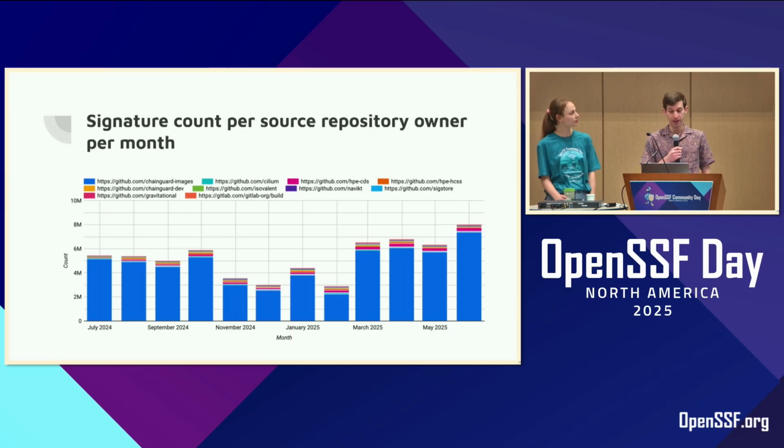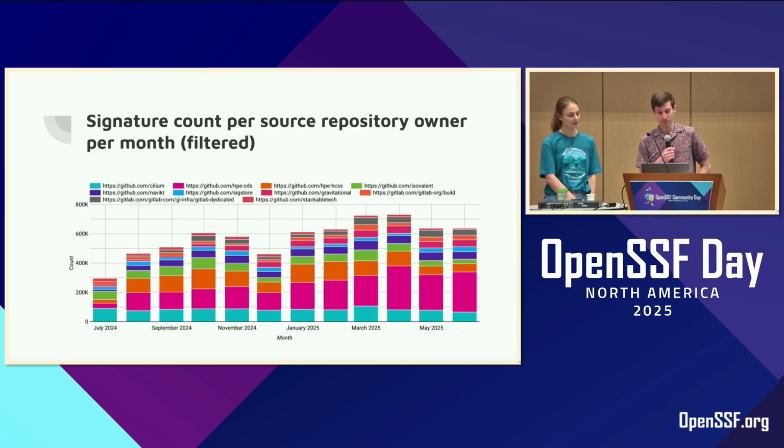Let's take a look at last year. These are the top 10 source repository owners per month, and we can see here that the ChainGuard Images org has been publishing a lot of entries. So if we filter out ChainGuard, we can see some of the other top Sigstore signers. These include Cilium and Isovalent, HPE's Cloud Data Services org, Sigstore's own org, and a few GitLab namespaces.